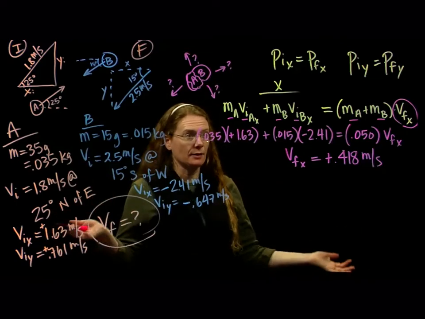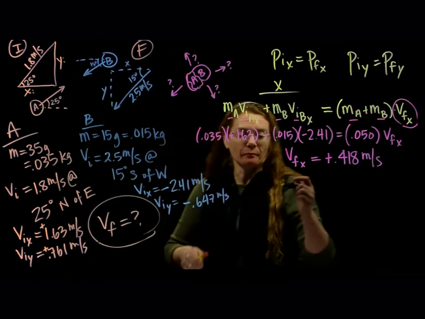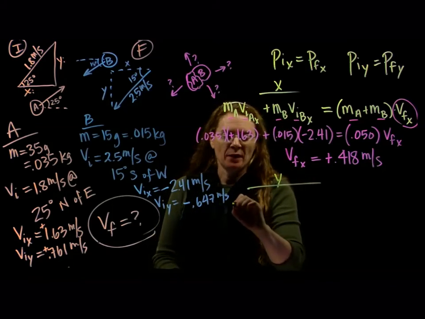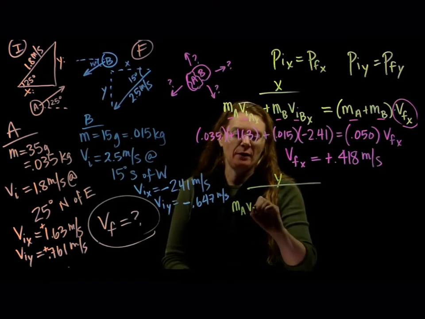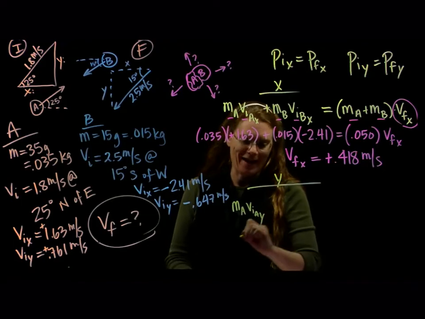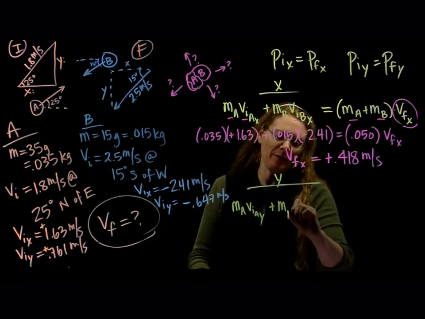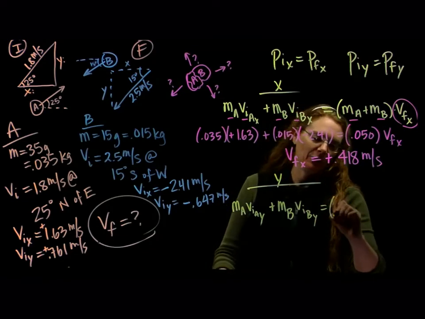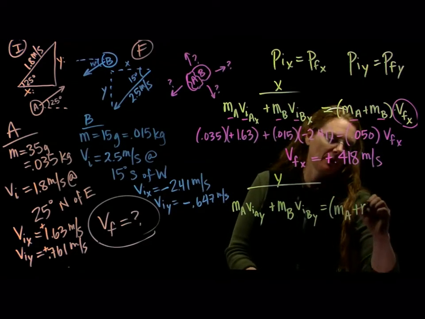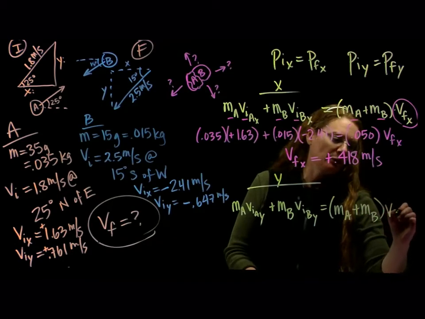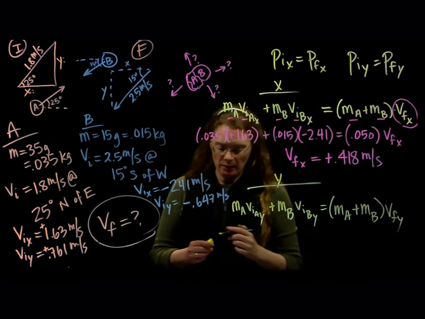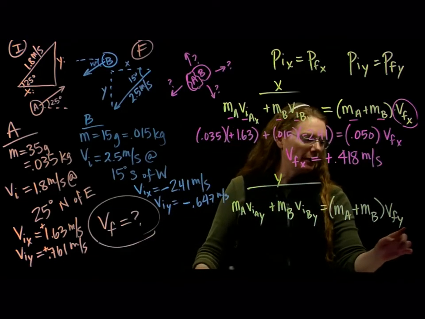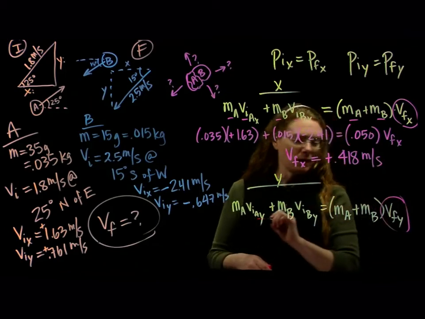I'm going to do exactly the same thing in the y direction. So for the y direction, exact same equation. The mass of A, V initial A in the y direction, plus mass B, V initial B in the y direction, equals the combined mass of my blob of clay, V final y. And here we go. We know the numbers for everything but V final y. So I can solve for that.